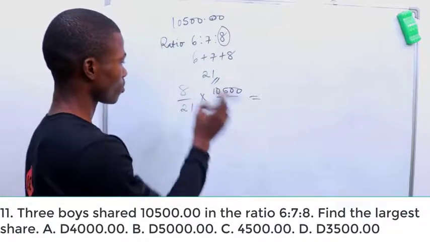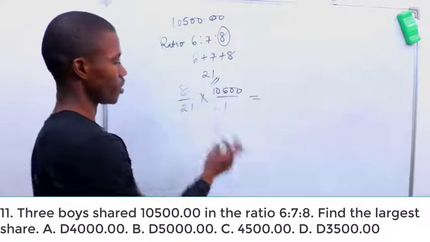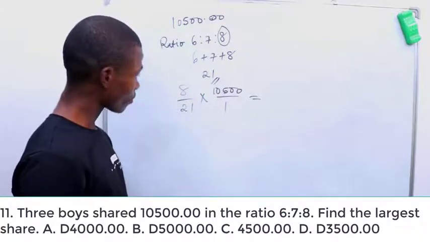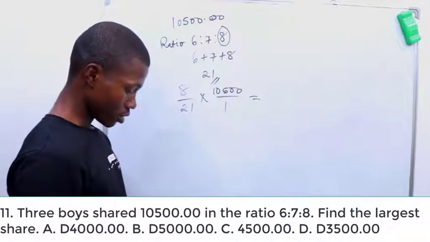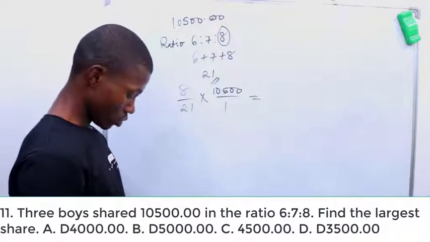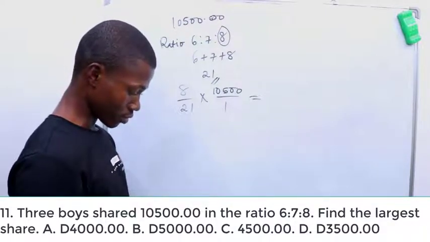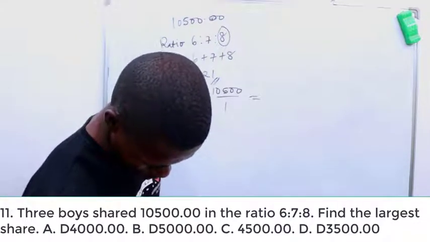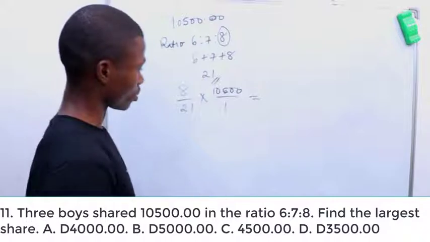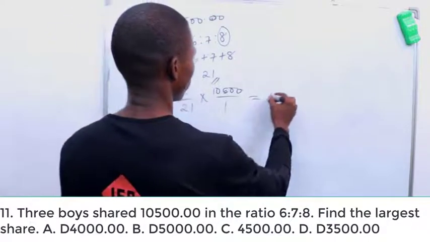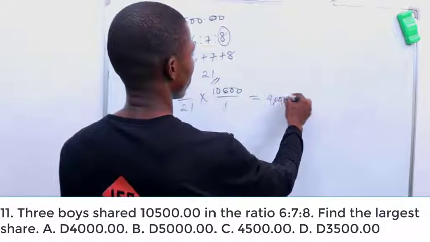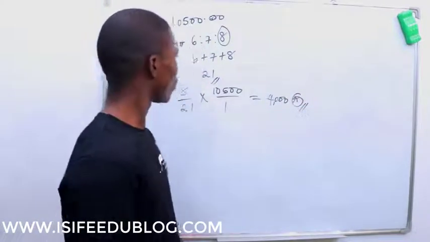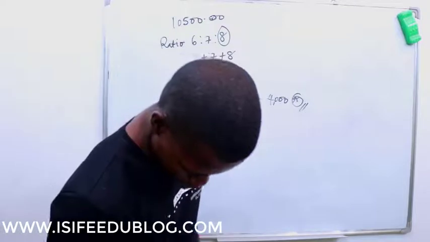Okay? So let's just punch it in our calculator. 8 times 10,500 divided by 21. Anything it gives us. So 10,500 times 8 divided by 21 will give us 4,000. Okay? So we go to the options. 4,000 is option A. 4,000, which is option A. Okay? So let's go over to question number 12.